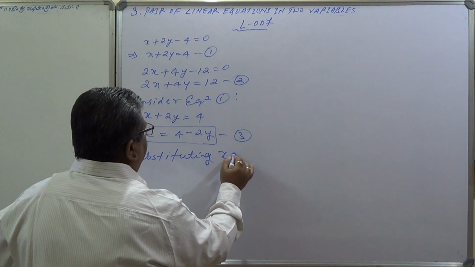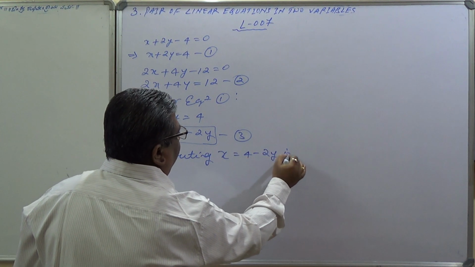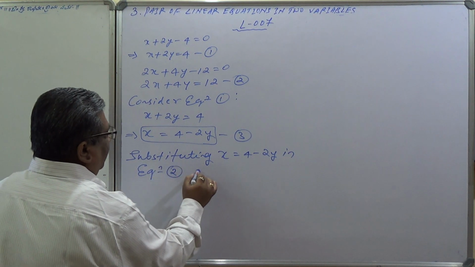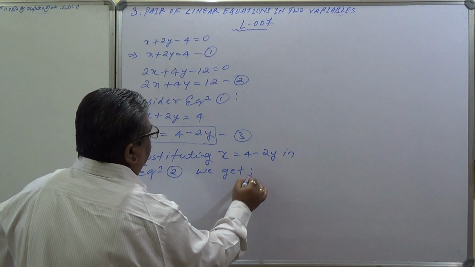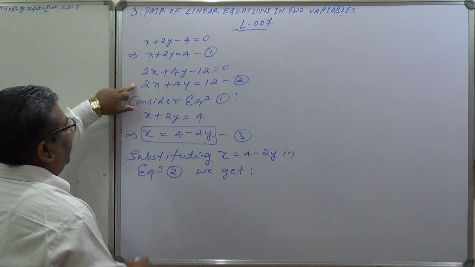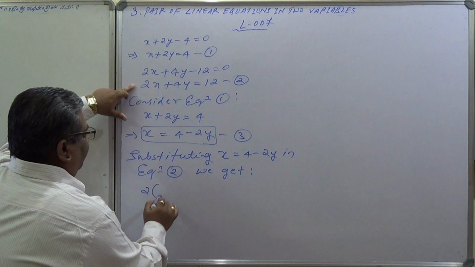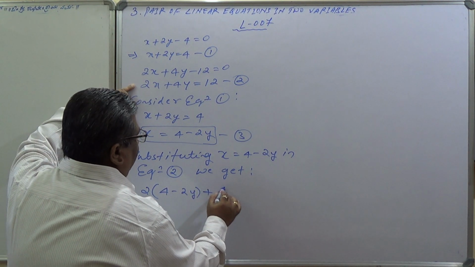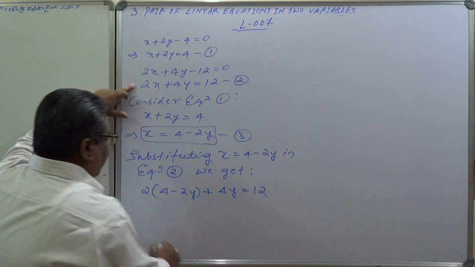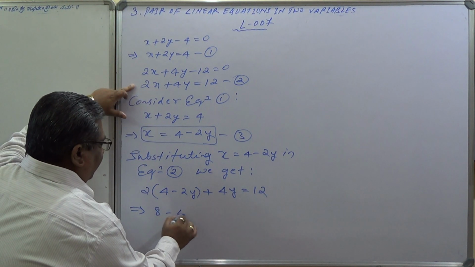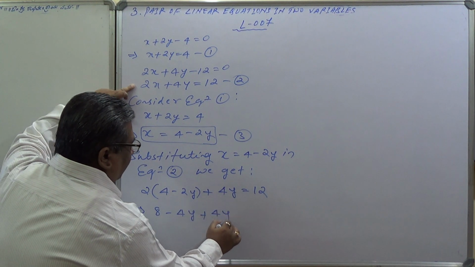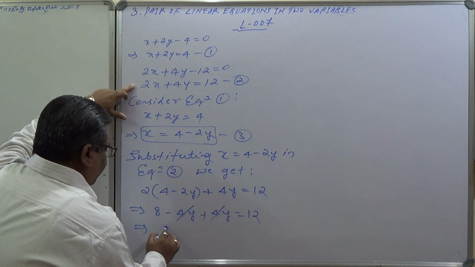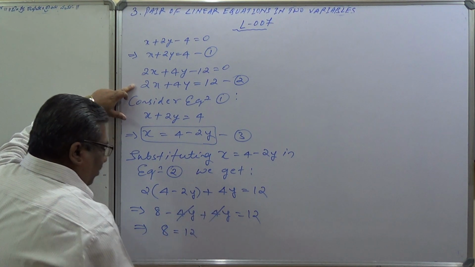Substituting x equals 4 minus 2y in equation number 2, we get 2 times (4 minus 2y) plus 4y equals 12, which implies 8 minus 4y plus 4y equals 12. 4y cancels, so 8 equals 12.